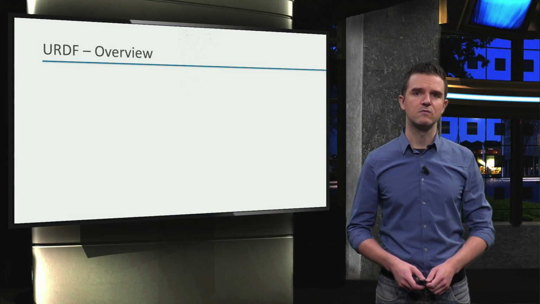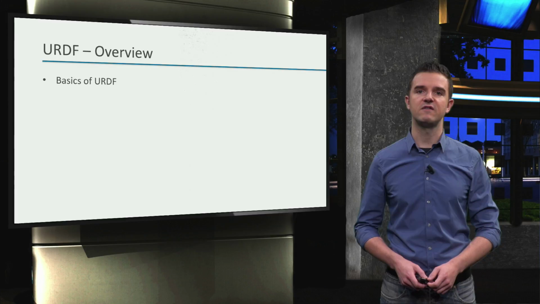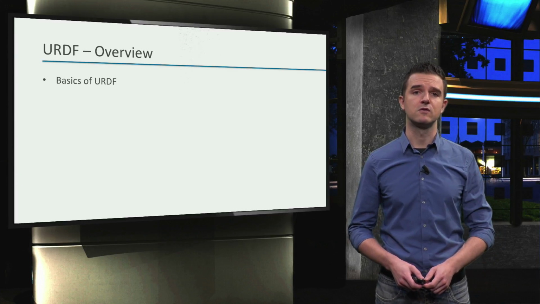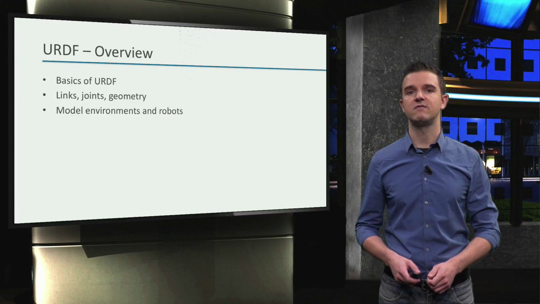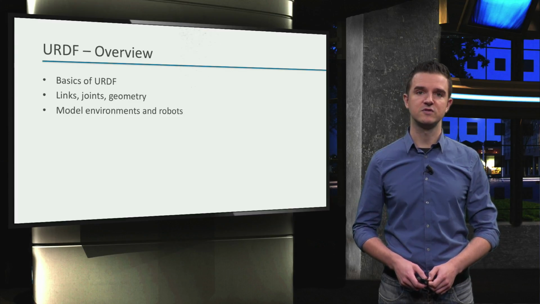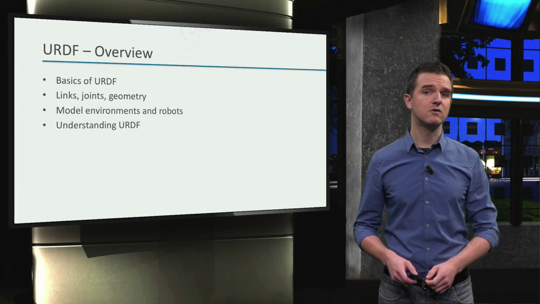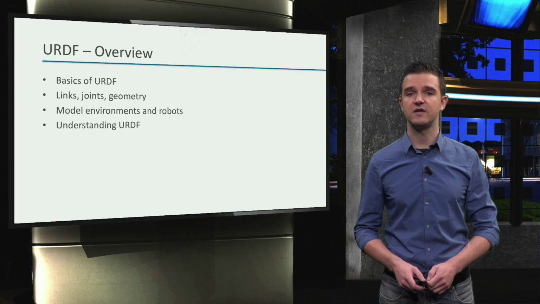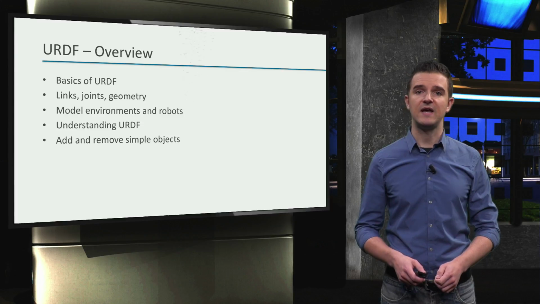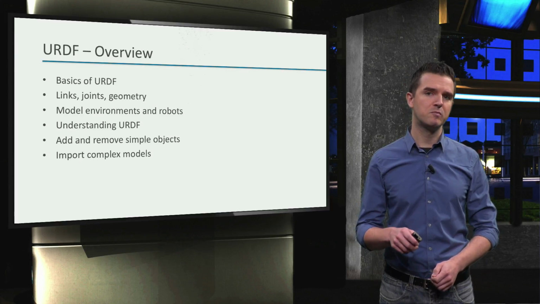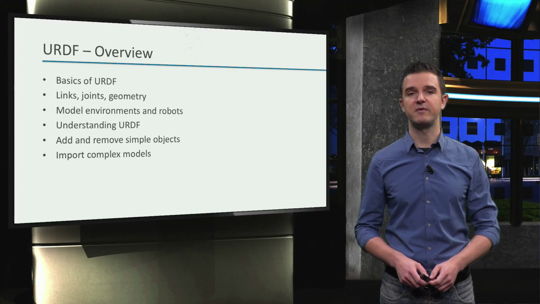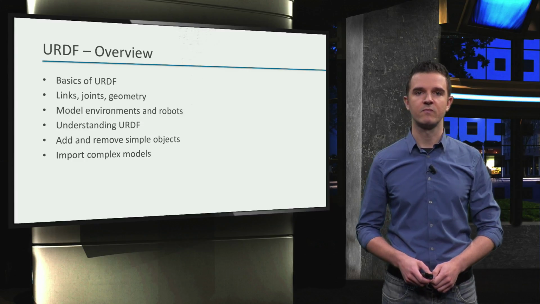So in this week, we'll learn the basics of the URDF format. We'll also learn about concepts such as links, joints, and geometry, and when to use each of those. We'll learn how we can visually represent environments and objects such as robots and factories, how to quickly orient ourselves while reading snippets of URDF that someone else wrote, how to add and remove simple objects to and from the world, and how to import complex models such as robots from other packages into our own URDFs.